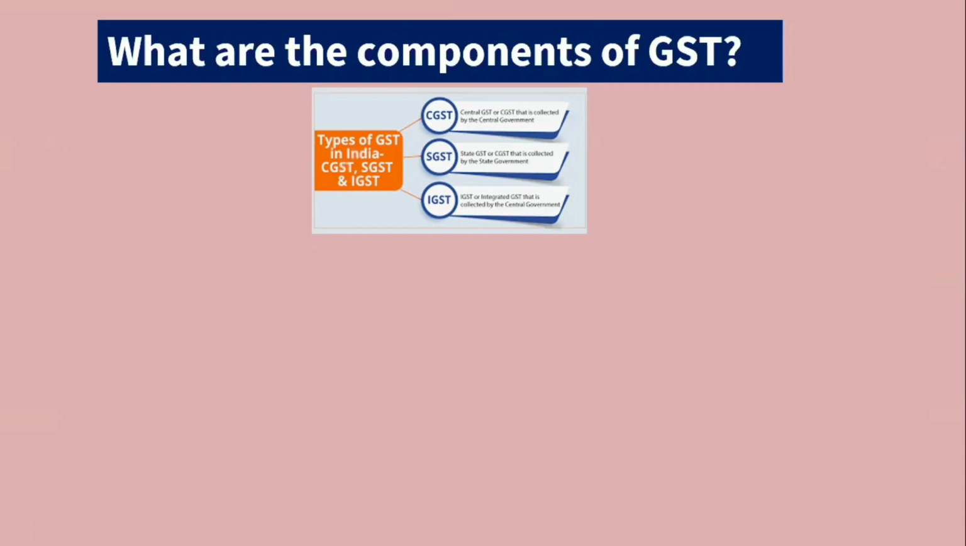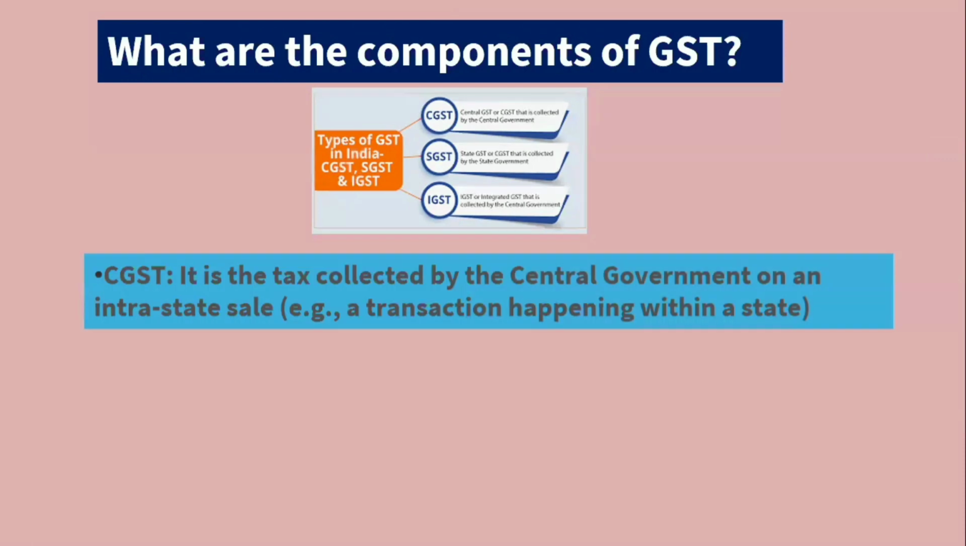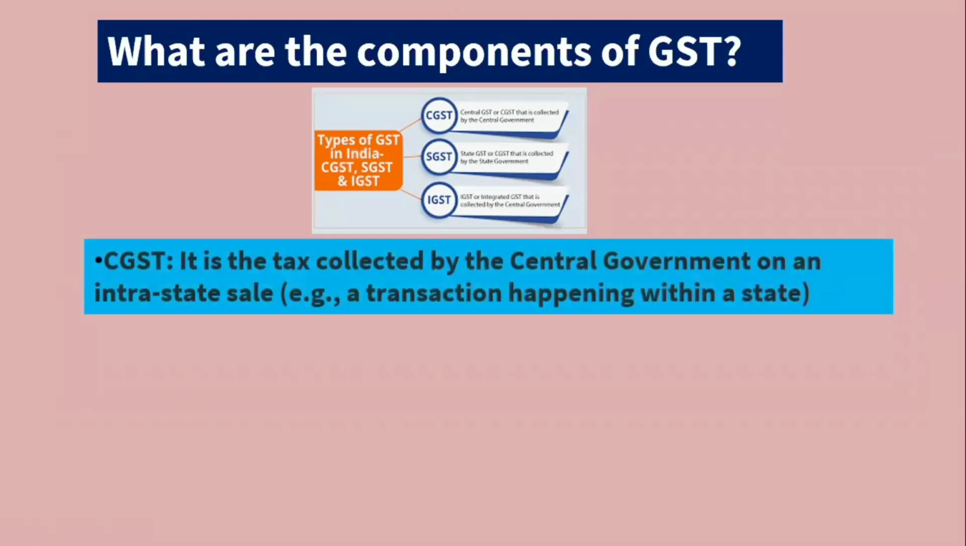So, what is CGST? It is central government. So, it is the tax collected by the central government on an intra-state sale. That is a transaction happening within the state. So, CGST is the tax collected by the central government on an intra-state sale within the state. That is within Maharashtra, if I am purchasing something or selling something within the state, this is CGST.